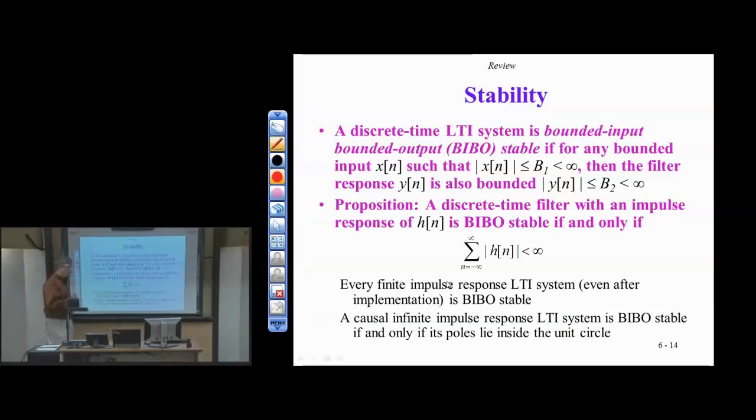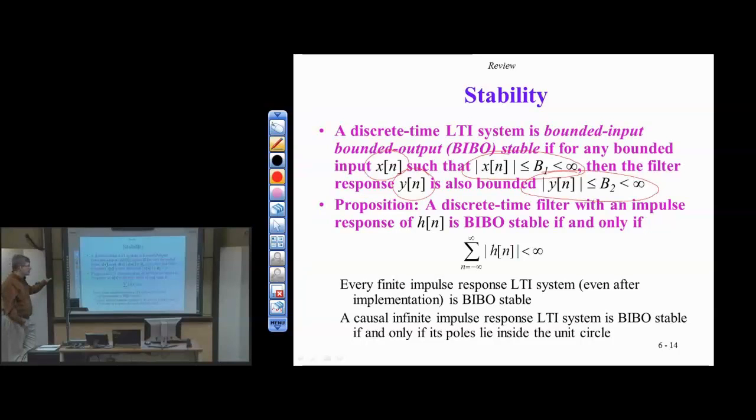All right, so how do you define this mathematically? BIBO stable means that a discrete-time LTI system is bounded input, bounded output stable if for any bounded input x of n, and by bounded we mean that the amplitude is bounded by a finite number in absolute value, so the absolute value of x of n is always less than or equal to some finite constant, capital B1, then the filter response, y of n, is also bounded. And this has to hold for all bounded input signals. So for all possible bounded input signals, I always have a bounded output signal.